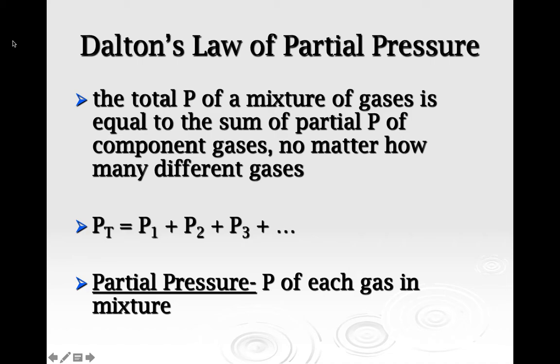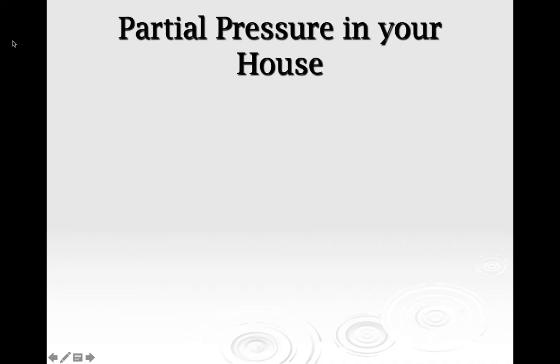So P1, P2, P3, P4, it just depends on how many gases you have. That's why there's a dot, dot, dot. There can be only 2 gases, so that would be P1 plus P2. If there are 5 gases, that would be P1 plus P2 plus P3 plus P4 plus P5 to get your total pressure. So let's go to your house and what I think the pressure in your house is today as we speak.